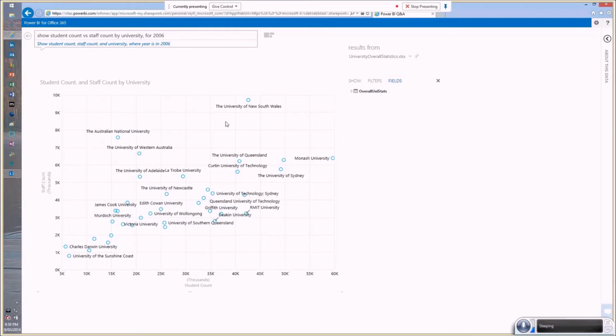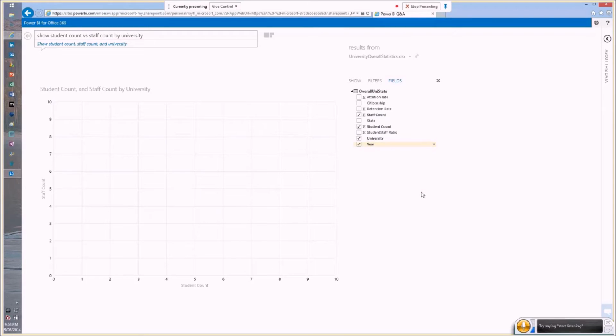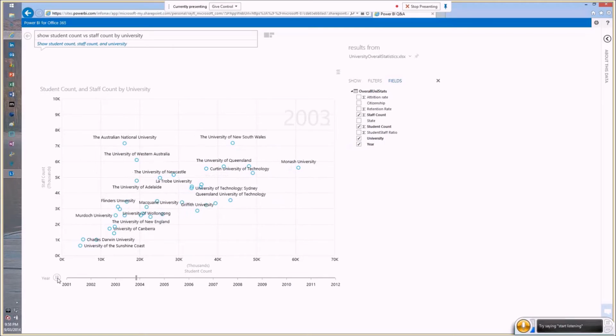And again, we're seeing the data change, but I'm not really sure how it's changing. So let me go back and find a different way to display this data. What I'm going to do is take the year and put that on what is called the play axis. Now if I hit play, you're going to see 10 years' worth of staff and student data moving through time.